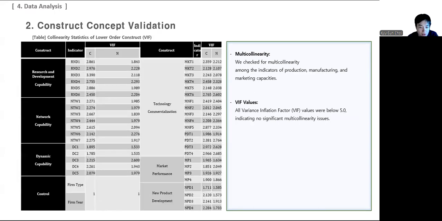Now let's review the collinearity statistics for our lower-order construct. First, I check for multicollinearity among the indicators of production, manufacturing, and marketing capacities. The VIF values were all below 5.0, which means there were no significant multicollinearity issues. This confirms that the indicators are all independent of each other.